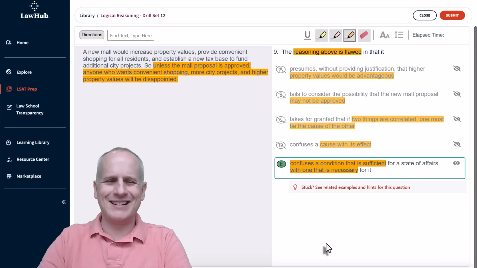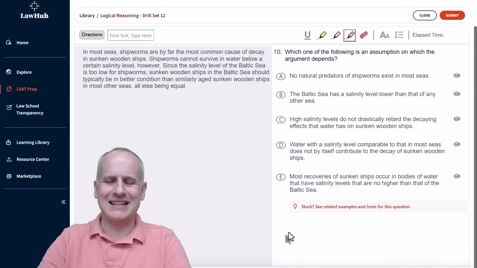Continuing on from question 9 of logical reasoning drill set number 12 over at lawhub.lsac.org, we've got a highlight tool ready to go as always, and we read the stem which states: which one of the following is an assumption on which the argument depends. So we are looking at one of our big four most predictable argument question tasks.